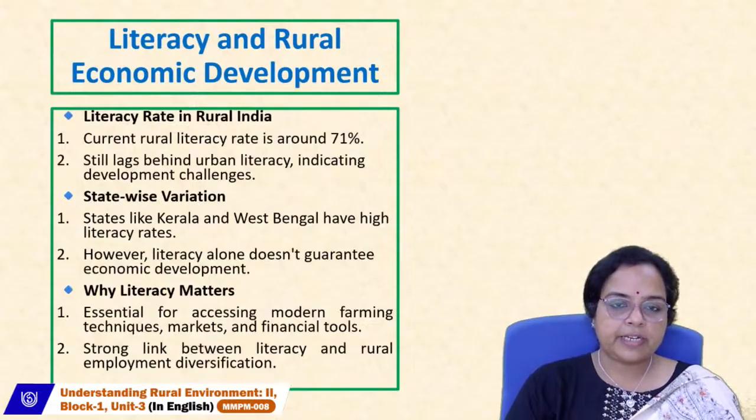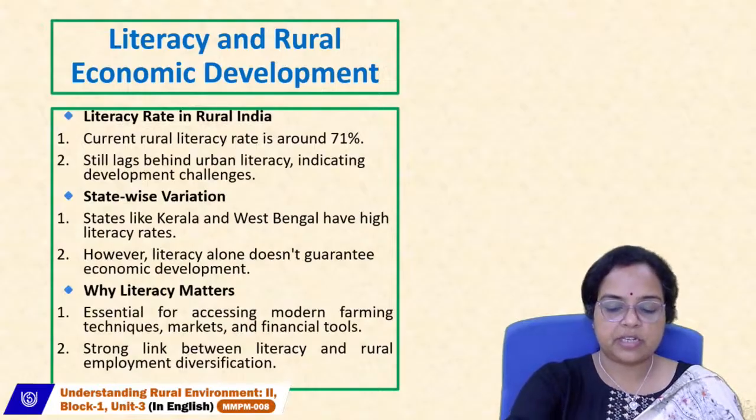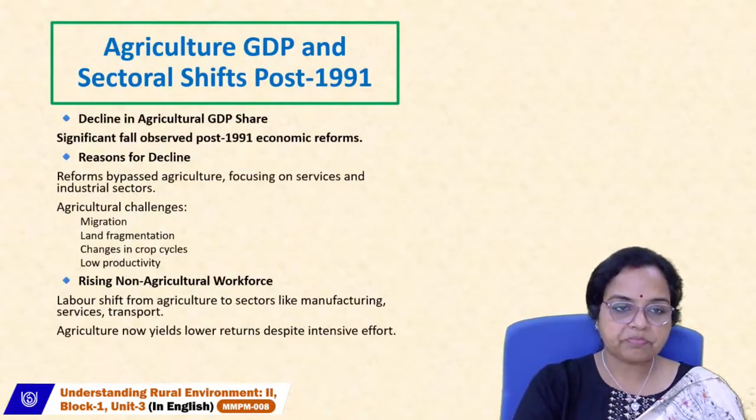The literacy rate in rural India still stands at 71%, still lagging behind urban literacy, indicating development challenges. State-wise variation: states like Kerala and West Bengal have high literacy rates, and this is essential for marketers because people need to access modern farming techniques, markets, and financial tools, and there is a strong link between literacy and rural employment diversification. These factors are all important for marketers.